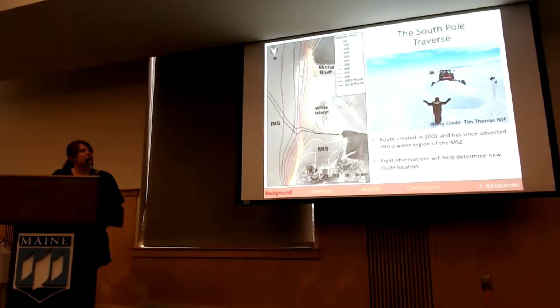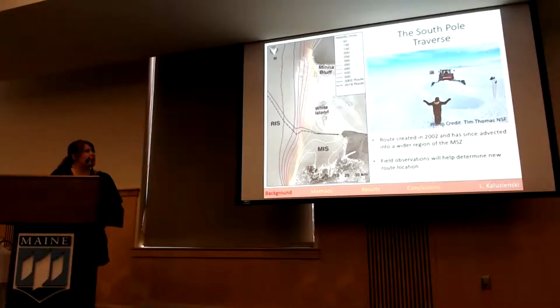This region is also of interest for logistical purposes, in that the United States Antarctic Program has to cross the McMurdo Shear Zone on a yearly basis in order to get supplies from the McMurdo base out on the edge all the way to the South Pole in the interior. So what they did in 2002 is they created a route called the South Pole Traverse. The gray line shows the 2002 location.